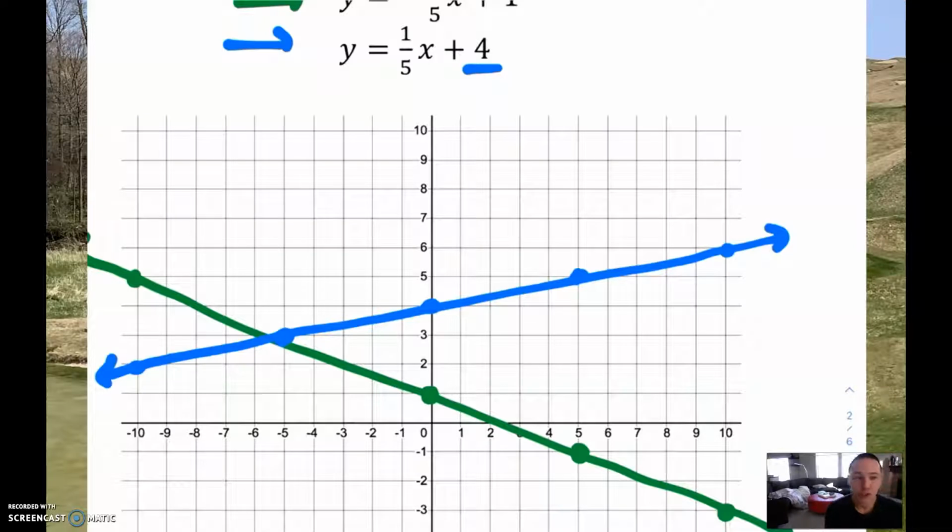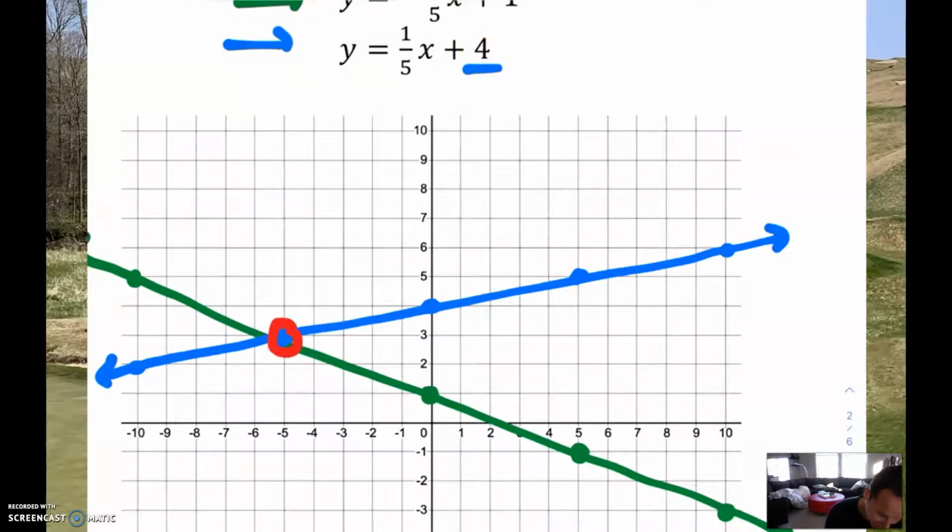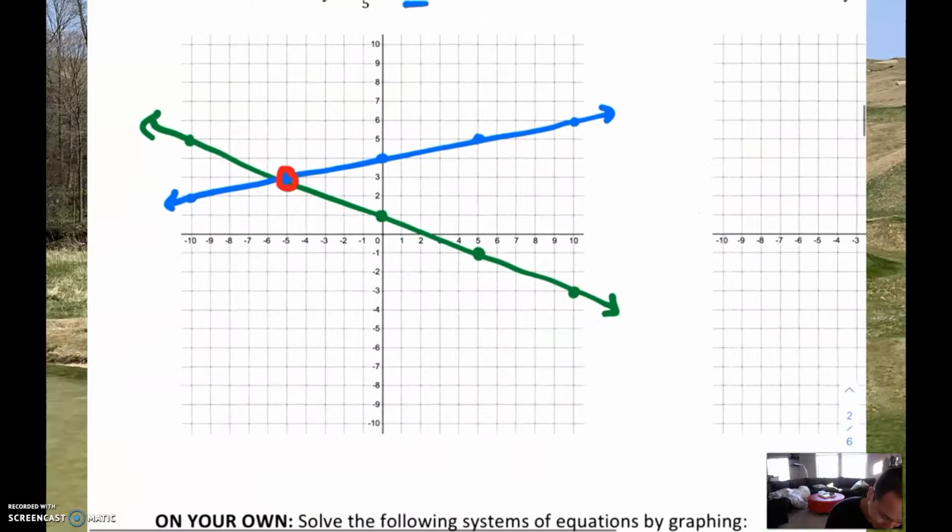So remember, when you're solving a system of equations, what you're really trying to do is just find the point where they cross. And if you look at where they cross right there, at the coordinate -5, 3. So there's your solution, -5, 3.